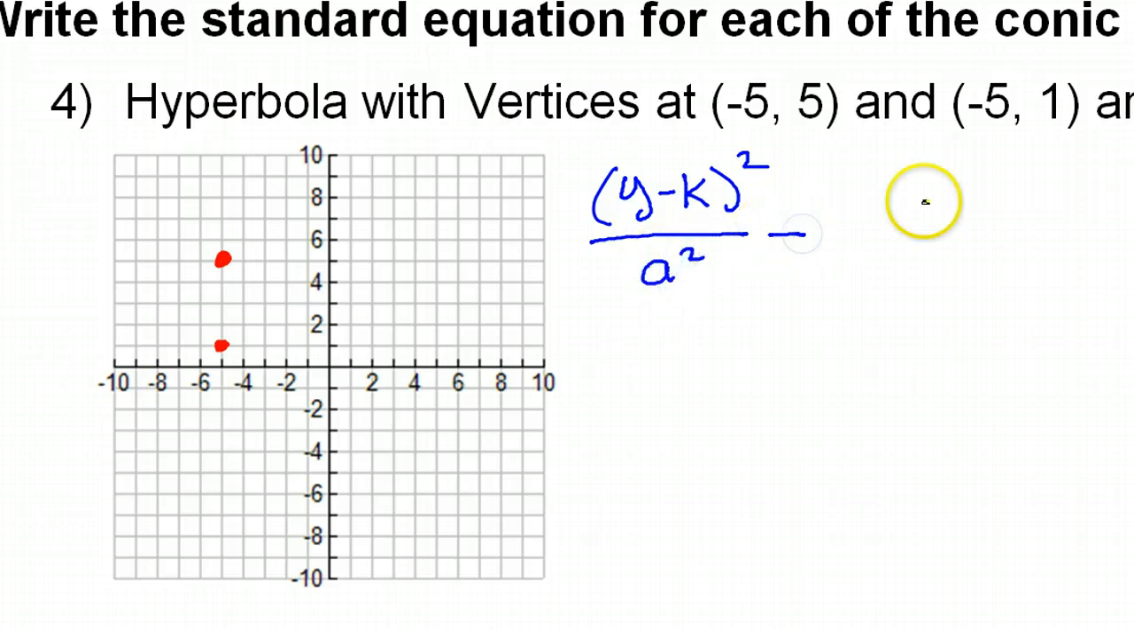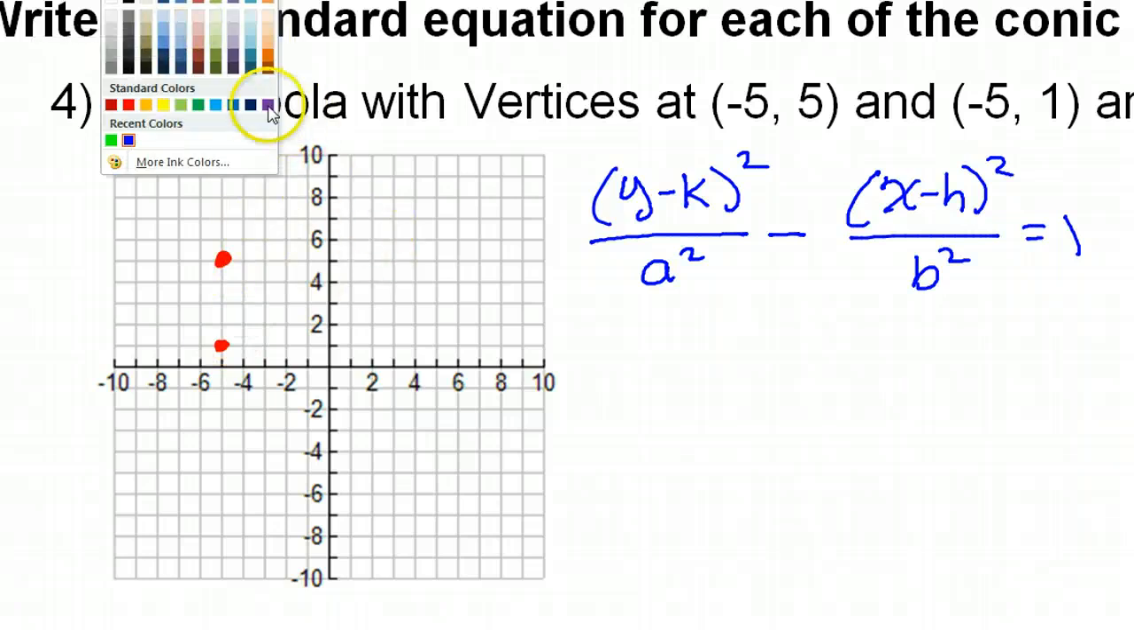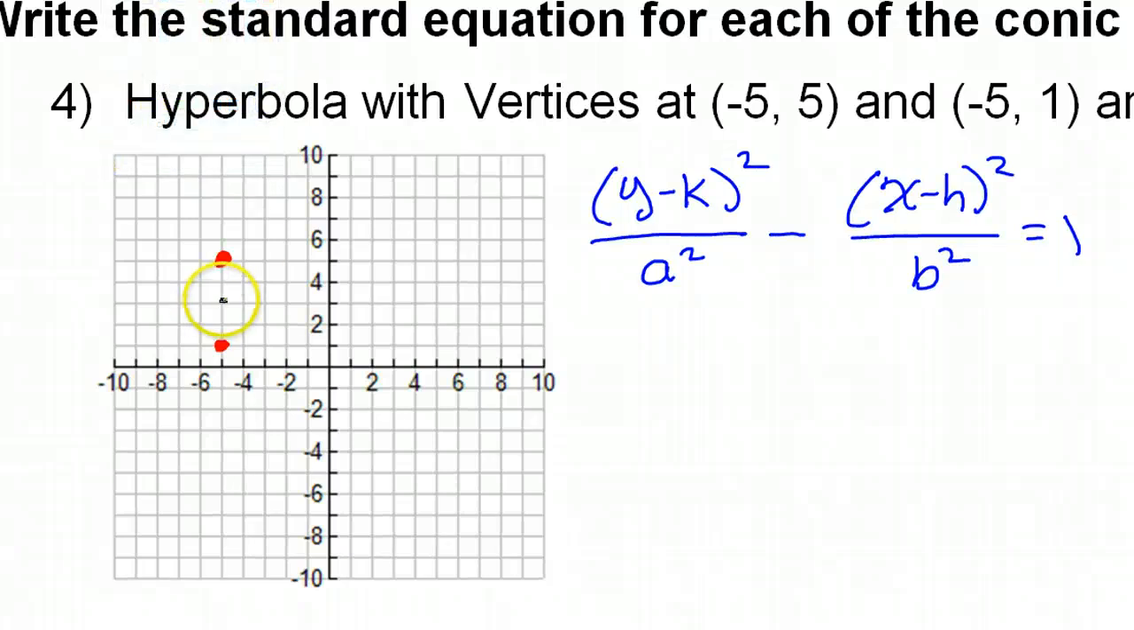And hyperbolas are always minus. And then we'll have our x minus h squared. So this is the model that we're working towards. Again, if it's vertical, then I know that my y term is going to be first, the positive one. We also can look at this and figure out what the center is very quickly. The center should be halfway between the vertices. So here's my center, and it is at (-5, 3).